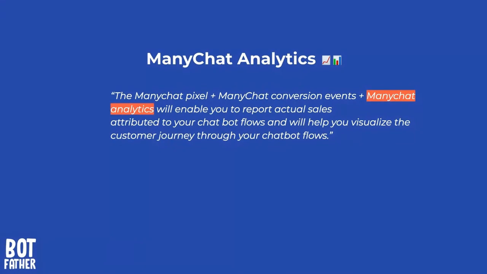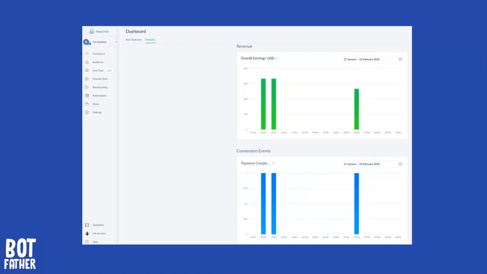Now, what this all does, the ManyChat Pixel plus these events plus analytics will enable us to visualize the customer journey throughout our chatbot flows, which is pretty awesome. Now, this is what the ManyChat Analytics dashboard looks like. You will find it if you go to your dashboard settings, and you will find this little tab here, Analytics, in your dashboard settings. So just go to Dashboard, and you should have Analytics right there as a separate tab.